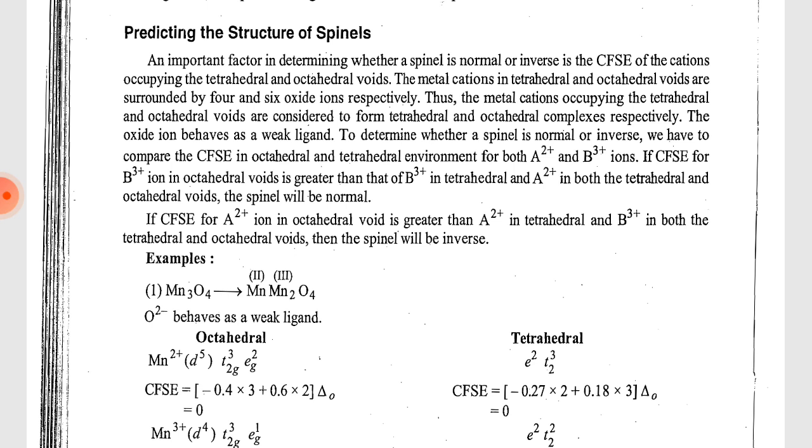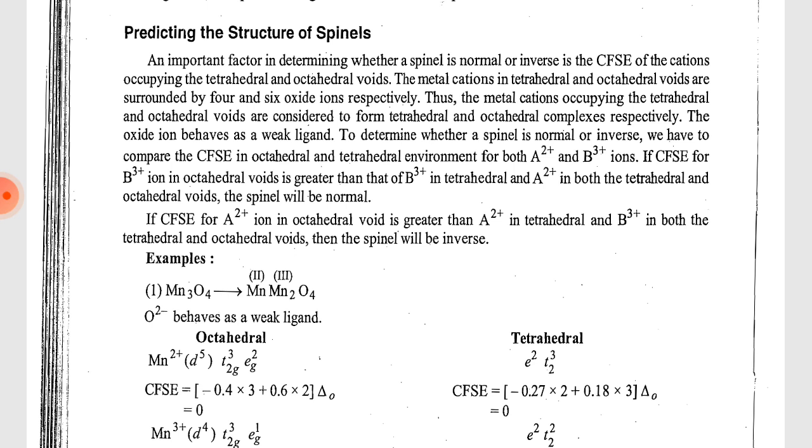An important factor in determining whether a spinel is normal or inverse is the CFSE of the cations occupying the tetrahedral and octahedral voids. The metal cations in tetrahedral and octahedral voids are surrounded by 4 and 6 oxide ions respectively. Thus, they are considered to form tetrahedral and octahedral complexes respectively. The oxide ion behaves as a weak ligand. To determine whether a spinel is normal or inverse, we have to compare the CFSE in octahedral and tetrahedral environments for both A2+ and B3+ ions.